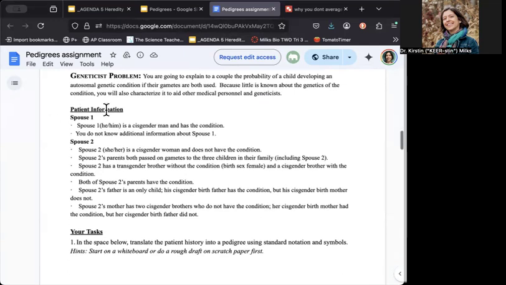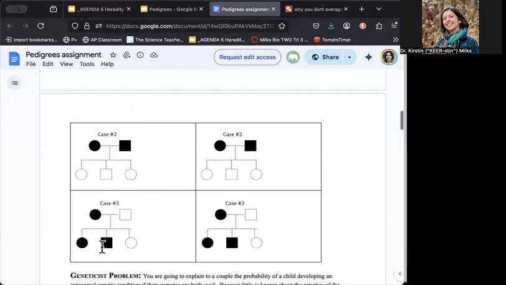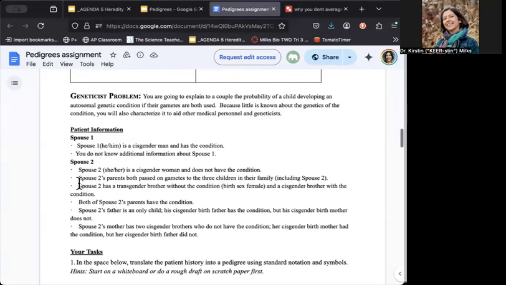So hey, this is the information about spouse one and spouse two. And instead, we used one and two so that when you make the pedigree, you can label them as S1. Maybe this person is S1, maybe this person is S2 or whatever. So just so you are able to do that. And you'll see you've got some patient information here.